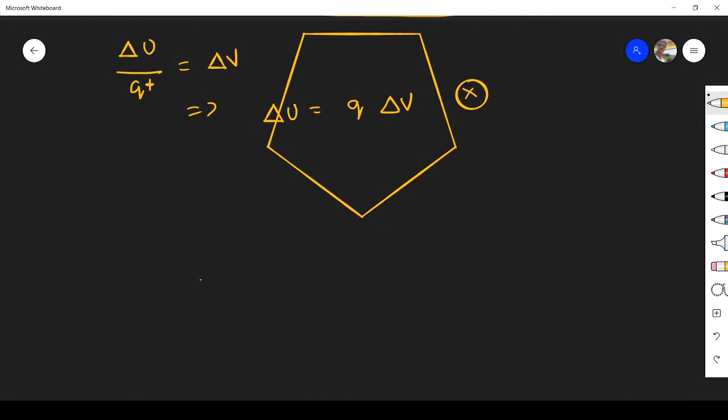The difference is very important. The potential at one point is not at all important, so the potential difference is very important.